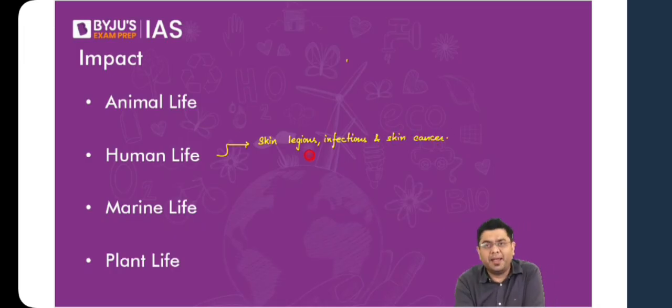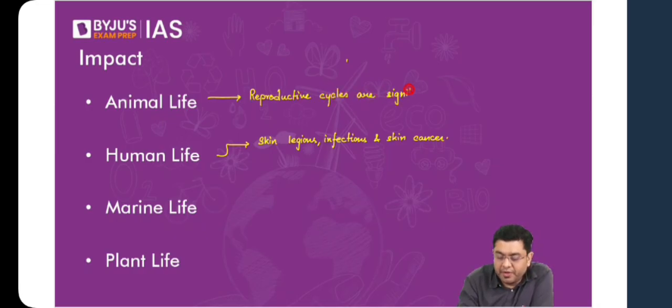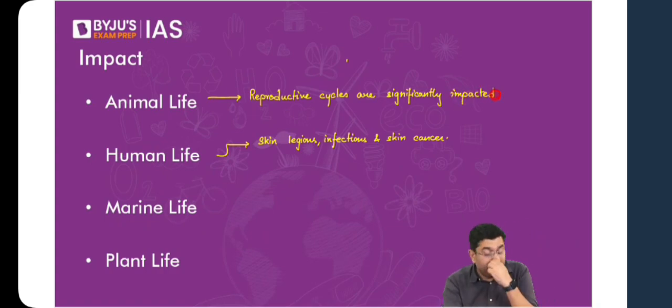What about the animal life? Animal life in various waters is impacted because of exposure to UV rays. For example, in many animal species it has been recorded that when they are exposed to ultraviolet rays, their overall productivity and also their reproductive cycles are impacted. So here, reproductive cycles are significantly impacted.